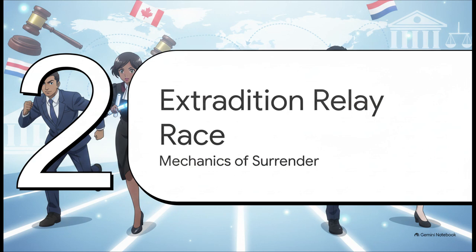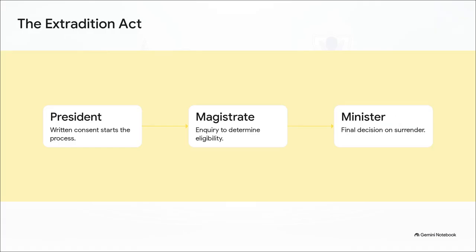Section 2. The extradition relay race. The mechanics of surrender. Okay, to really grasp Geuking's legal attacks, we have to understand the actual mechanics of surrender. It helps to think of extradition not as a single, isolated event, but as a highly bureaucratic three-part relay race between the executive and judicial branches.